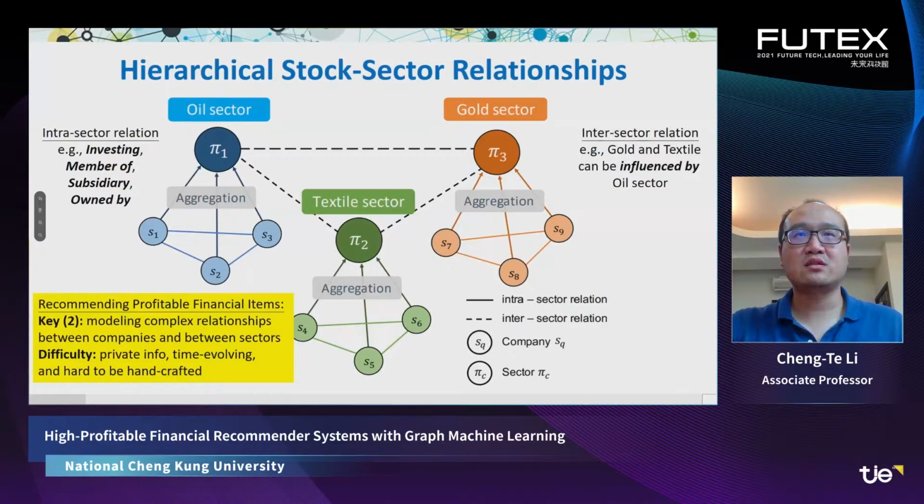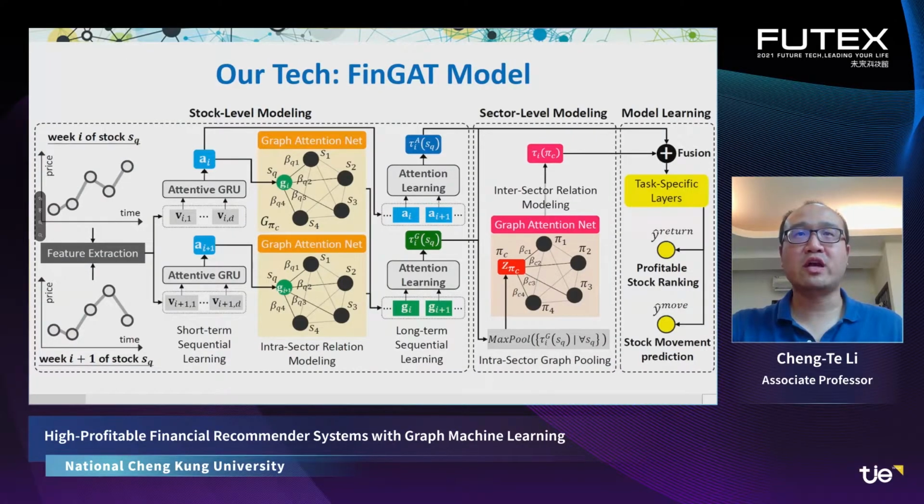However, to model the stock sector relationship, we need to collect private information that can depict the relationship between companies or between sectors. Such relationships are time evolving, and they are also hard to handcraft. So, given that it is impossible to collect such data, it is very difficult to model the sector stock relationship. In our technology, we present a machine learning-based model, the financial attention network.